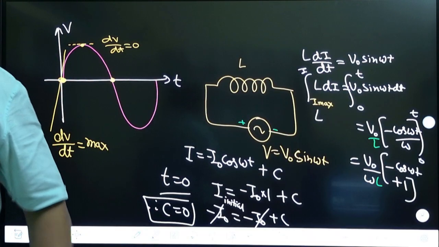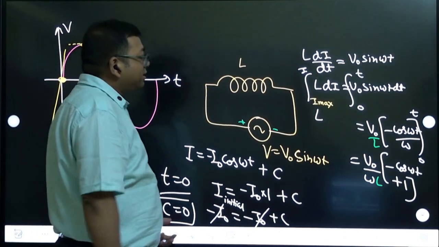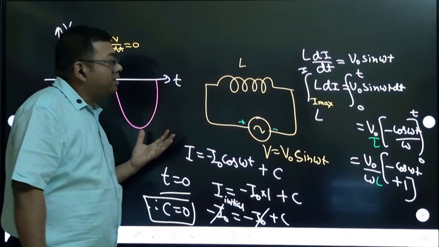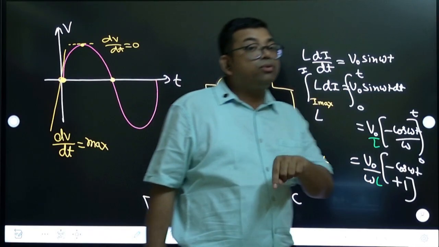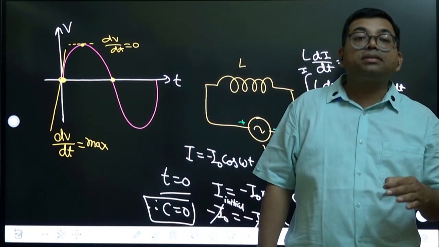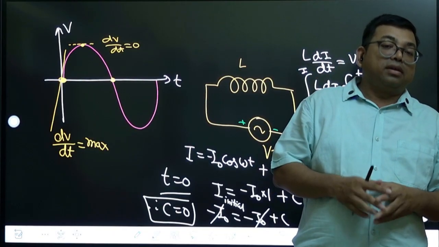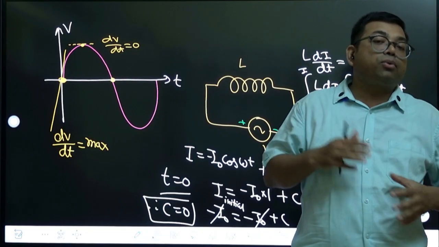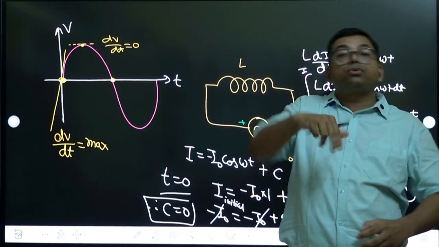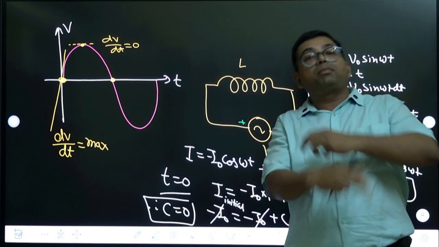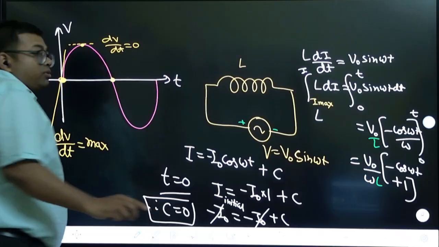Are you getting this? This is nowhere explained, neither in NCERT nor in any textbooks. You have to understand it this way. Sometimes if they give you the question, what happens at time 0, the current is minus I naught. The value is maximum, but it is negative because it is opposing the voltage. Voltage is increasing, so the current is going to decrease to its minimum value. That is the reason. Understood?